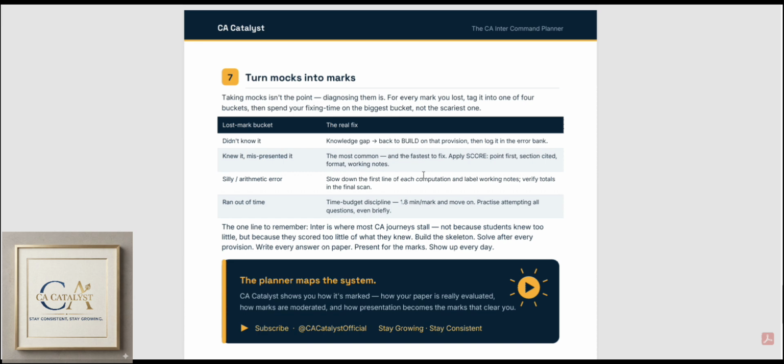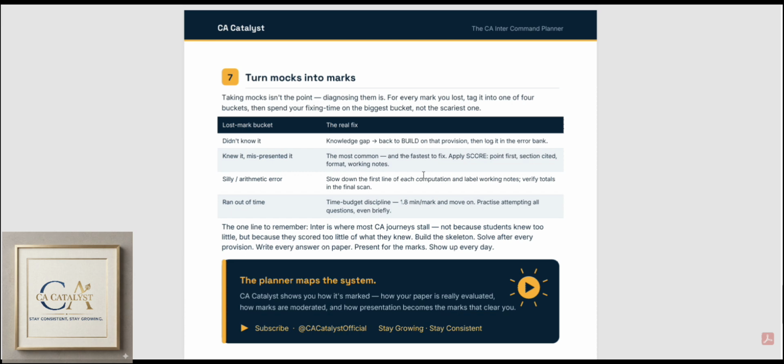So the one line that you need to remember is, Inter is where most of the CA journey stalls. Not because students knew too little, it is not about the knowledge or their understanding, but because they scored too little of what they knew. Whatever knowledge you have is immense, but how you're scoring out of this is too little. So you have to build the skeleton, the index, the concept notes. Remember, that is the very important lesson out of this.